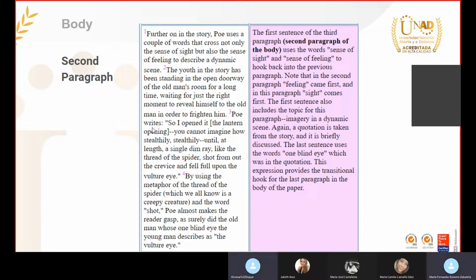Further on in the story, Poe used a couple of words that cross not only the sense of sight but also the sense of feeling to describe a dynamic scene.